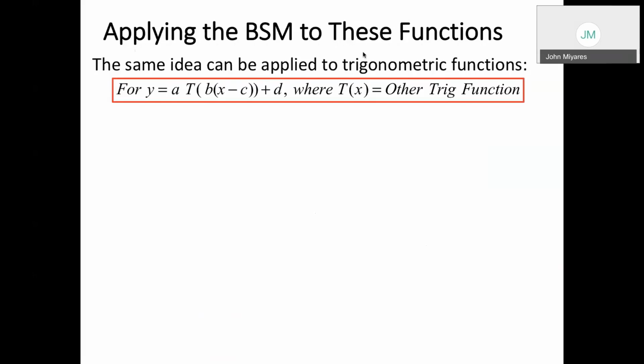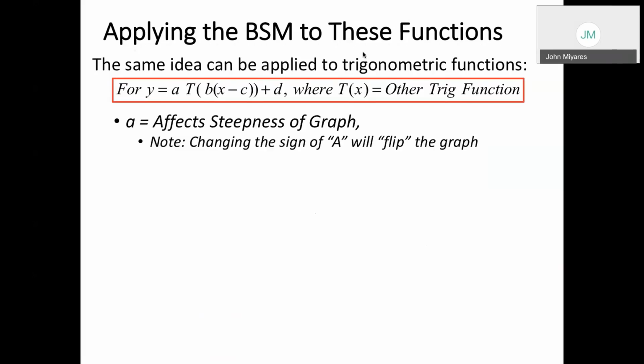If you are looking at the function a times one of those trig functions, t, of b times the quantity x minus c with a plus d on the end, then the coefficient a is going to affect the steepness of the graph, just like it did when we were looking at sine waves, cosine waves, and even parabolas in general. And we can even say that changing the sign from positive to negative is going to flip the graph upside down. But because these graphs do not have a wave pattern, it would not make sense to call the A value the amplitude this time because that term is explicitly used to describe wave patterns.